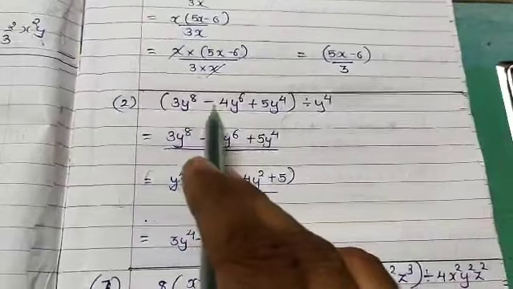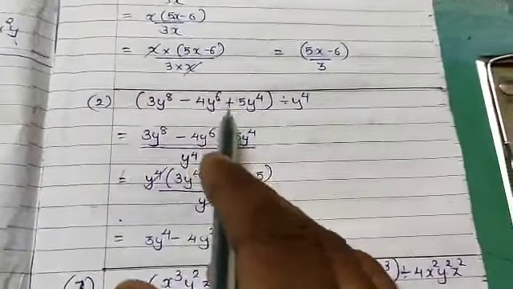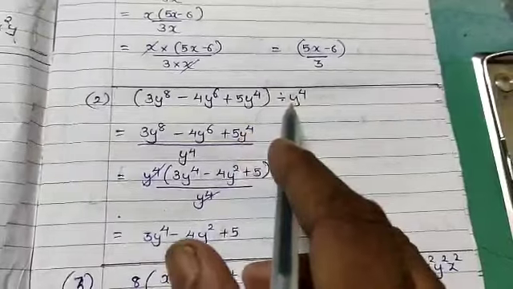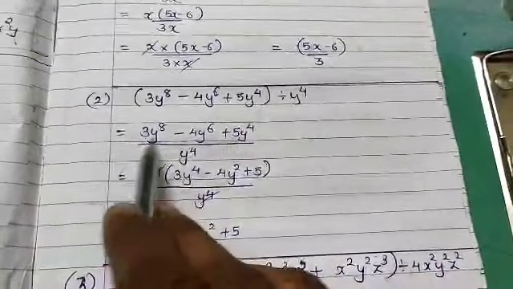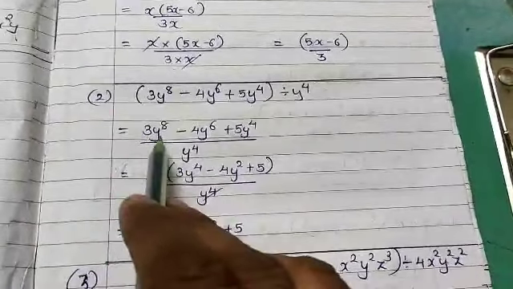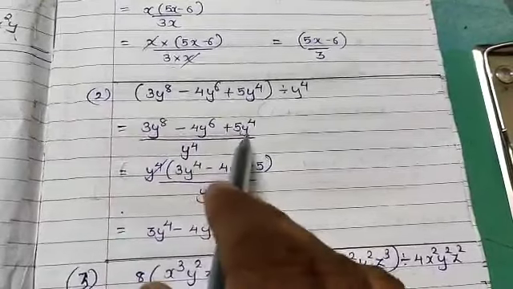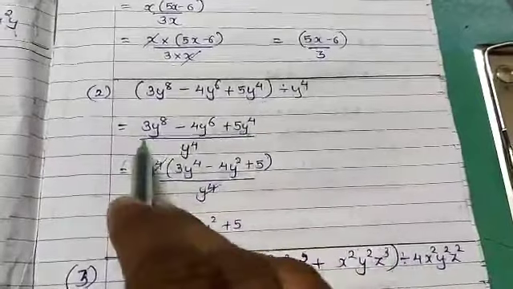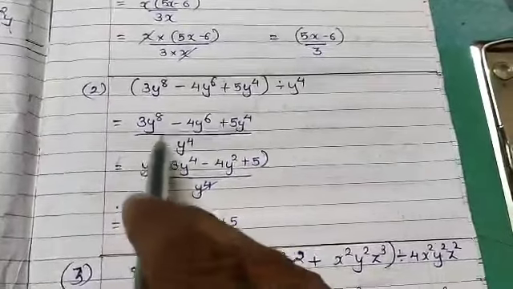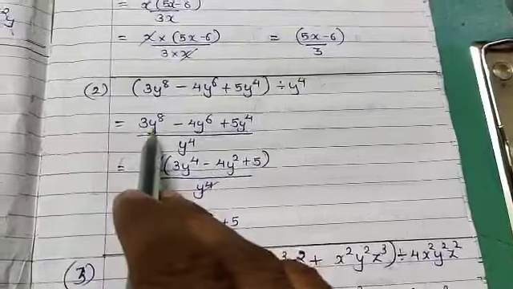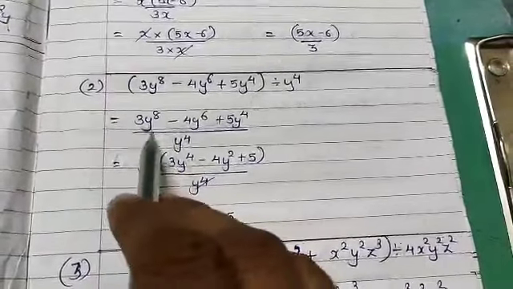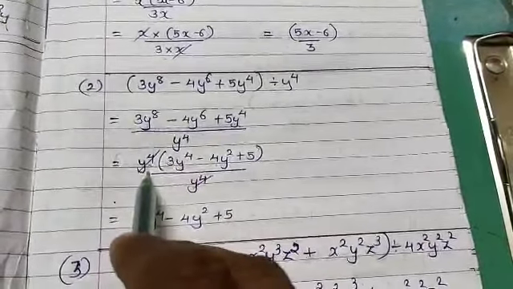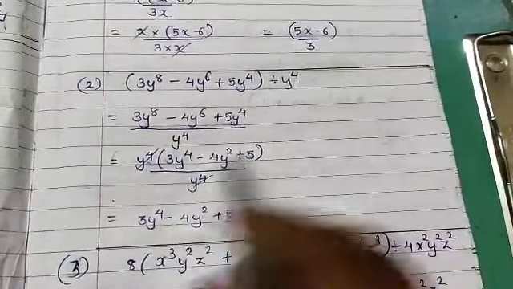3y raised to the power 8 minus 4y raised to the power 6 plus 5y raised to the power 4 divided by y raised to the power 4. Now here, if I observe this polynomial, the highest common factor is y raised to the power 4. So if I take y raised to the power 4 as common, what will be left inside the bracket? 3 y raised to the power 4. Means from y raised to the power 8, if I take y raised to the power 4, then y raised to the power 4 will be left inside the bracket.